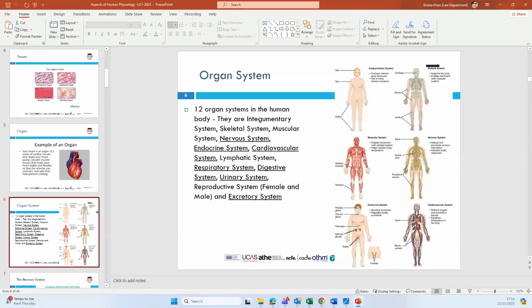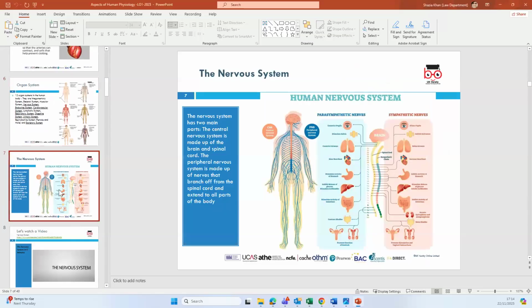So the organ systems, we have 12 organ systems in the body. We have the nervous system, muscular system, endocrine system, vascular system, lymphatic system, respiratory system, digestive system, urinary system, female and male reproductive system, the excretory system. So we'll go through each one a little bit so you've got an idea. The first one is the nervous system.